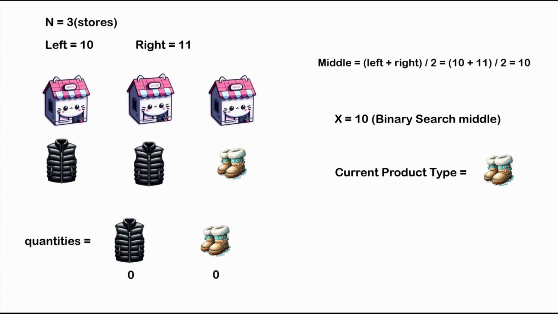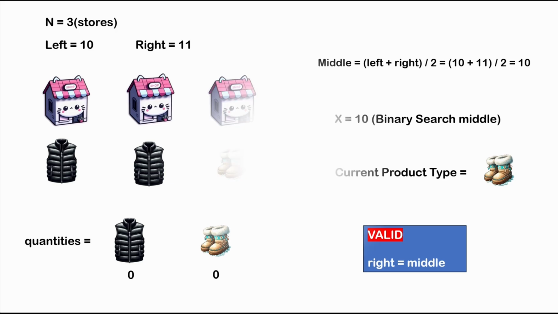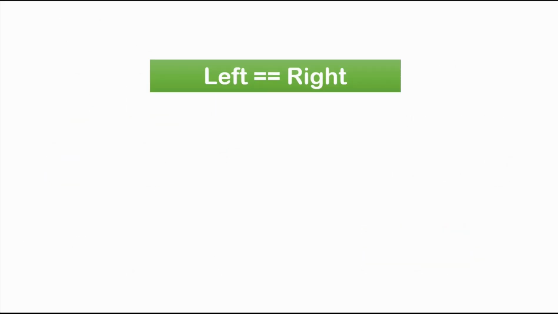At this point, all products have been distributed successfully and no store received more than 10 products. This distribution is valid because all products were distributed with value x. Since x equals 10 worked, we know it's possible to distribute with this value or smaller. Update right equals middle, which is 10. Now left equals right. At that point, left will hold the minimum possible value of x.